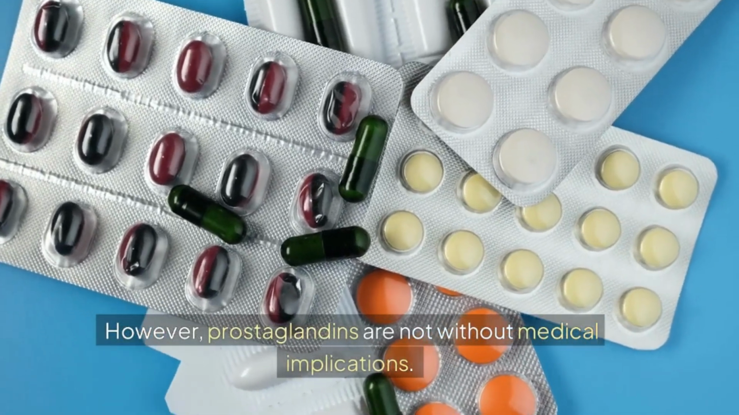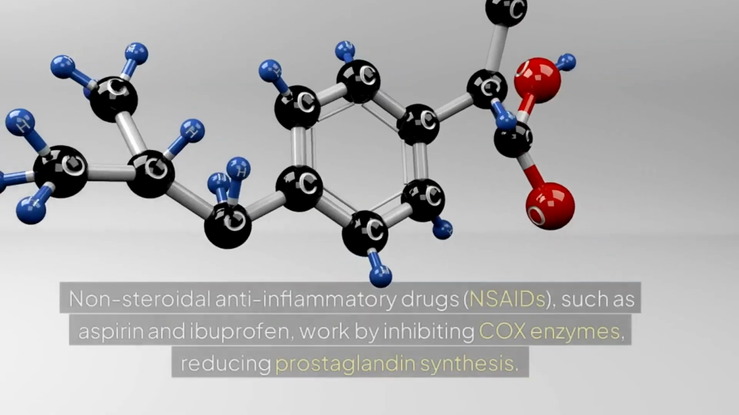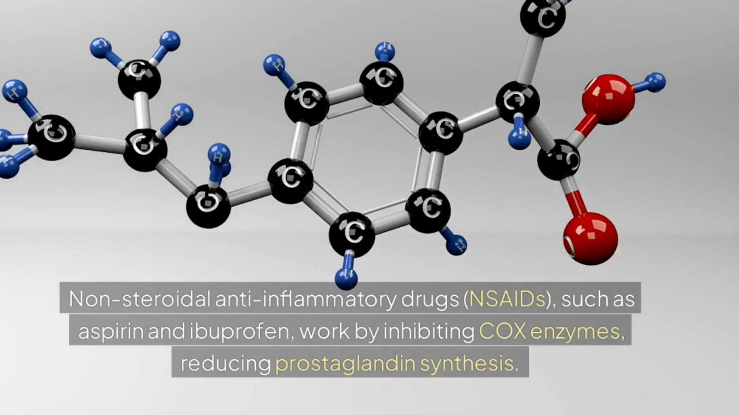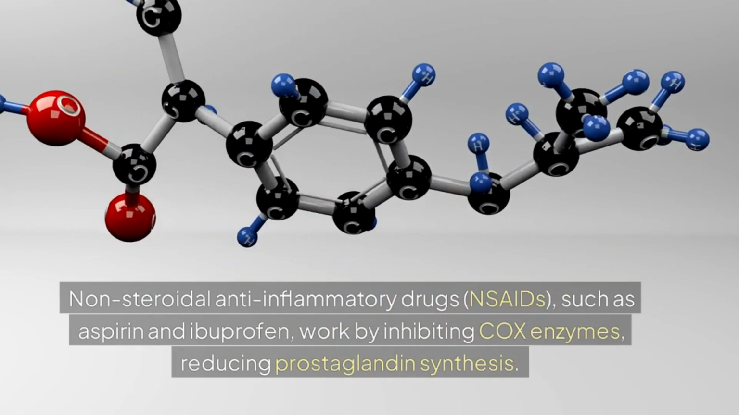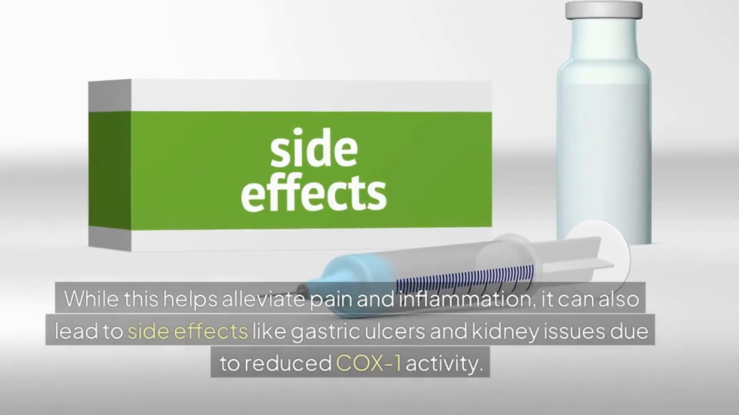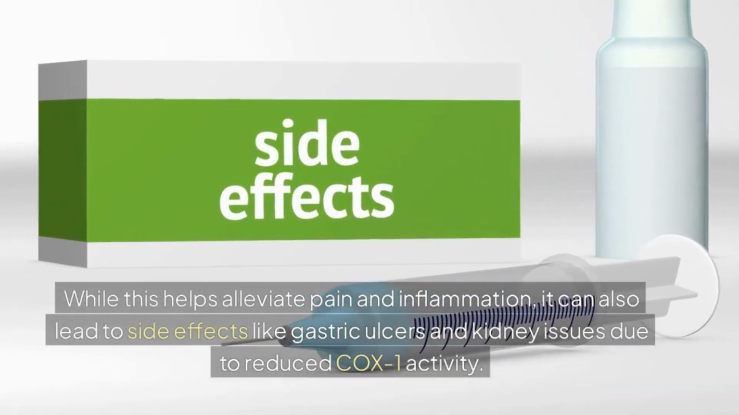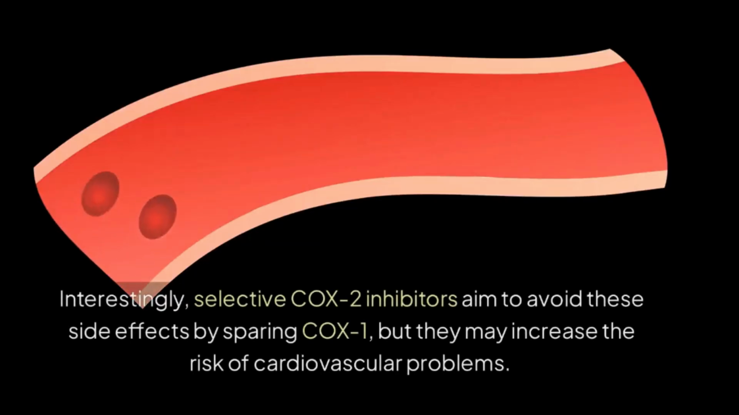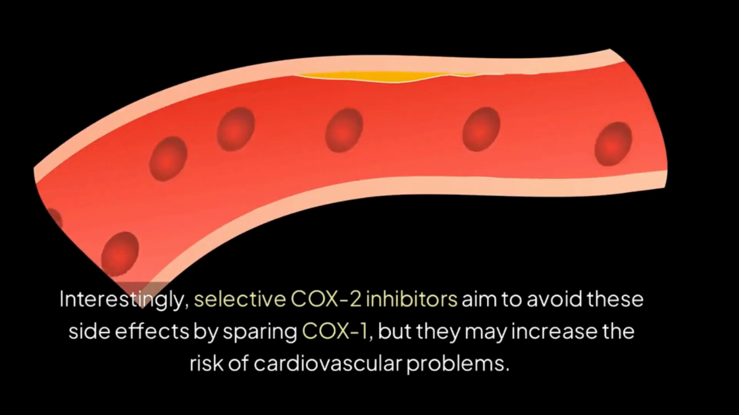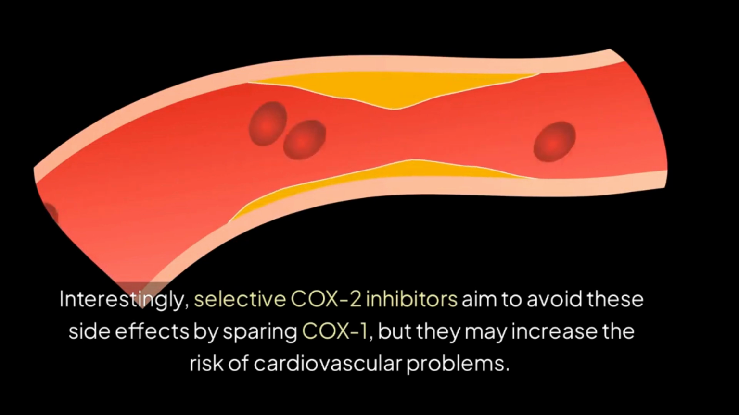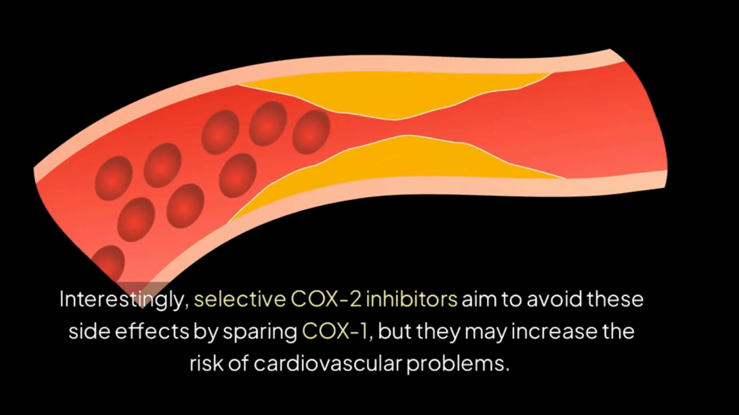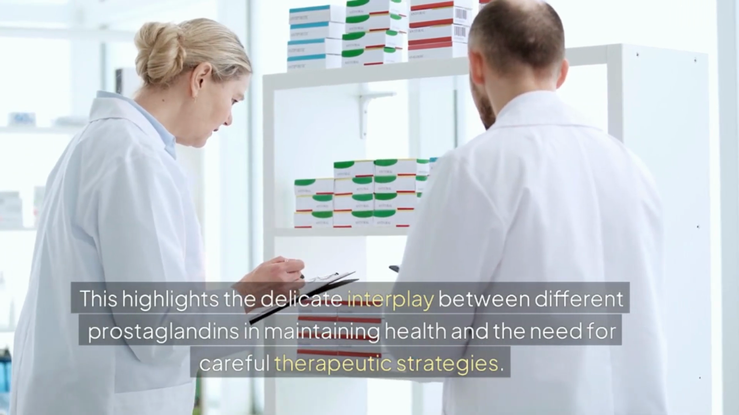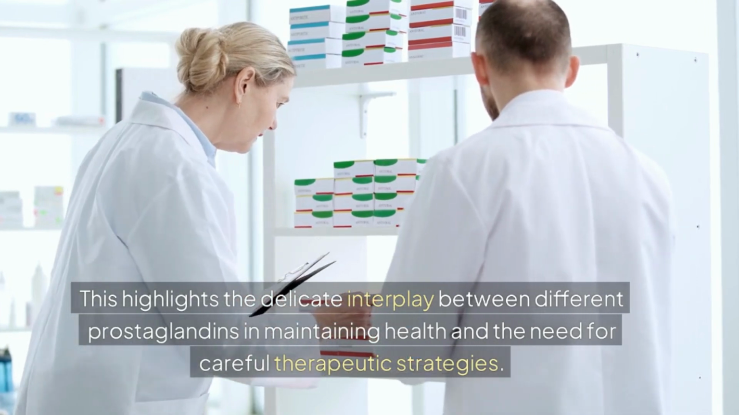However, prostaglandins are not without medical implications. Non-steroidal anti-inflammatory drugs, NSAIDs, such as aspirin and ibuprofen, work by inhibiting COX enzymes, reducing prostaglandin synthesis. While this helps alleviate pain and inflammation, it can also lead to side effects like gastric ulcers and kidney issues due to reduced COX-1 activity. Interestingly, selective COX-2 inhibitors aim to avoid these side effects by sparing COX-1, but they may increase the risk of cardiovascular problems. This highlights the delicate interplay between different prostaglandins in maintaining health and the need for careful therapeutic strategies.